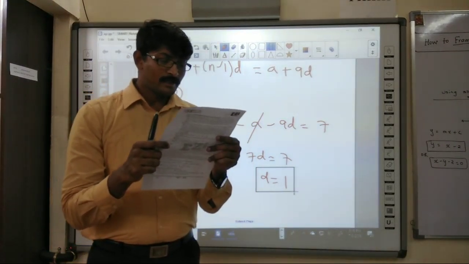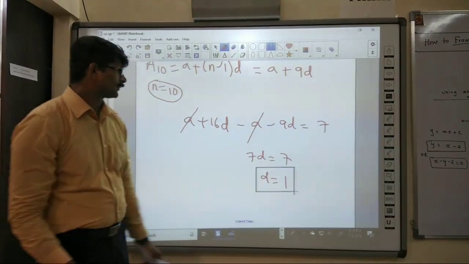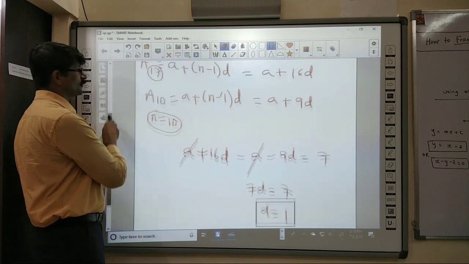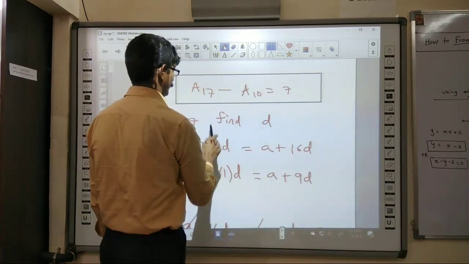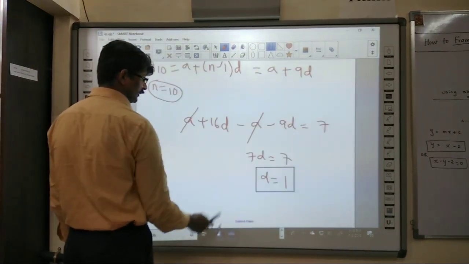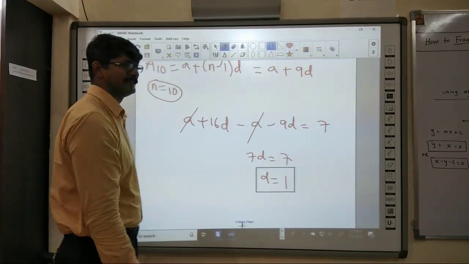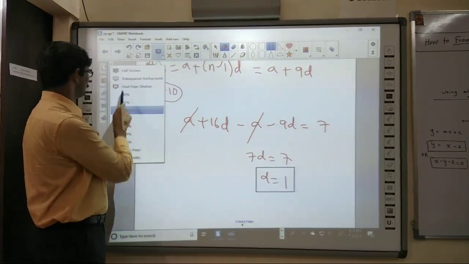The next one is find the value of the middlemost term. Okay, first of all, have you all completed this? We have to find d, and here we completed finding d. Therefore, our work is done. So, shall we stop, students, over here?